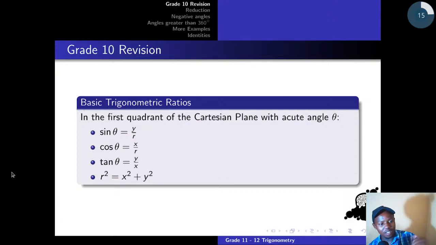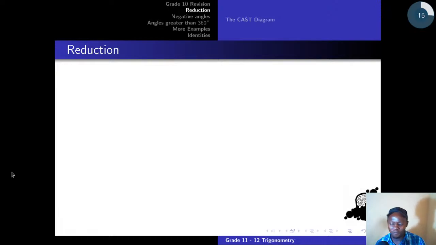And then we have lastly Pythagoras' theorem, where we can express the hypotenuse squared as the sum of the x and the y values squared. Now, let's take a little bit of a breather. We're looking at reduction now.